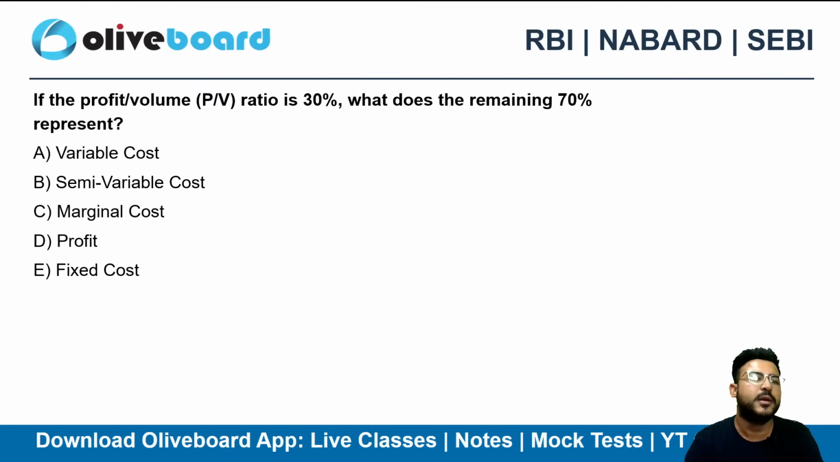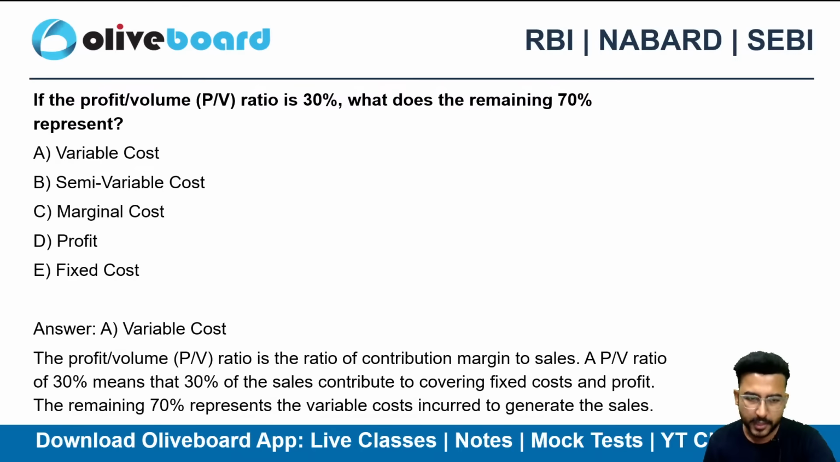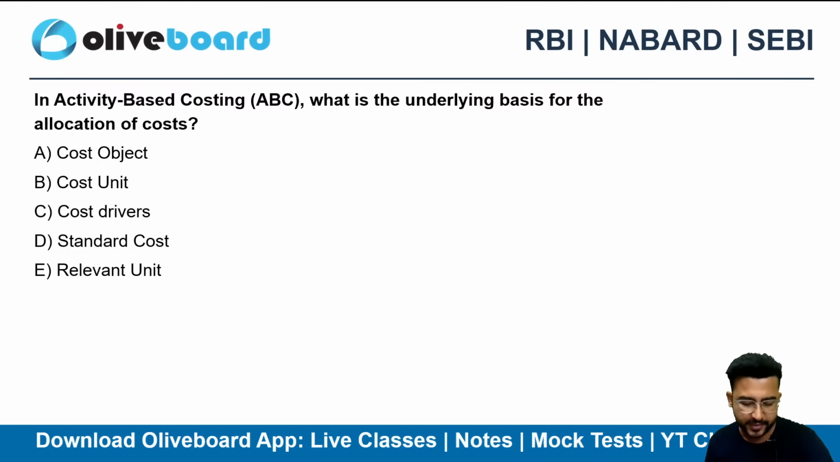Next one, the profit volume ratio is 30%. What about the remaining 70%? It will be the variable cost ratio, right?